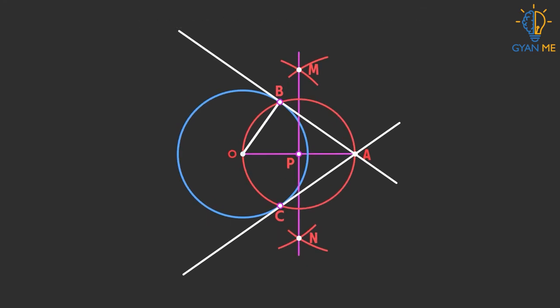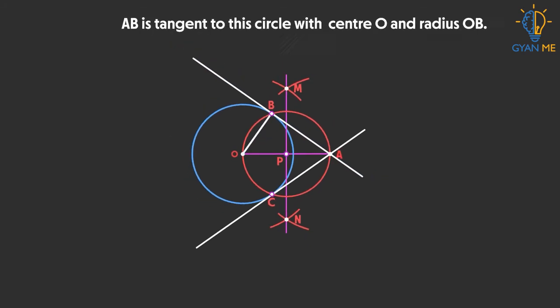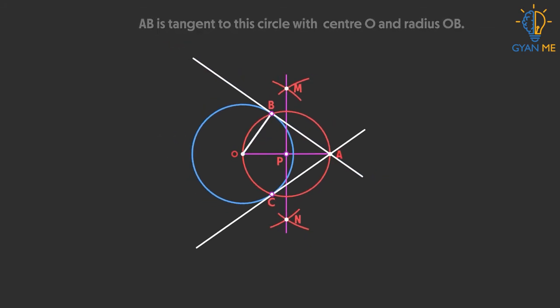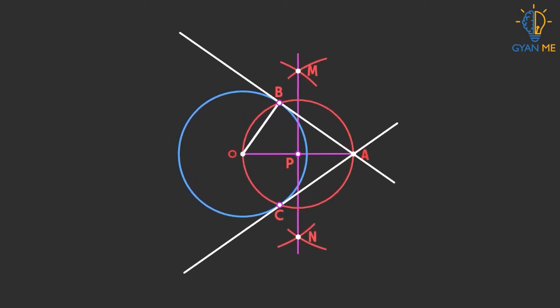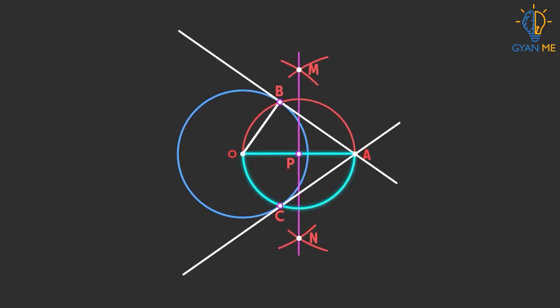Since by our construction AB is perpendicular to OB, where OB is the radius of the circle, AB is tangent to this circle with center O and radius OB. Similarly, if we take the lower semicircle, we can prove that AC is also the tangent through the point C to this circle. So now we can say that our construction is right. That is, AB and AC that we have drawn are tangents to the circle.